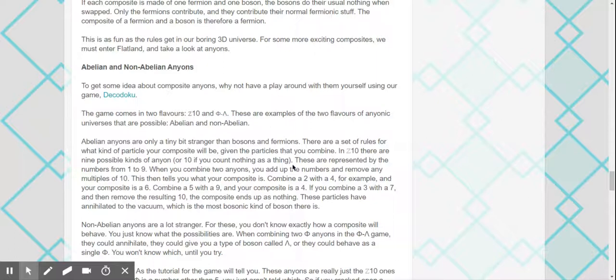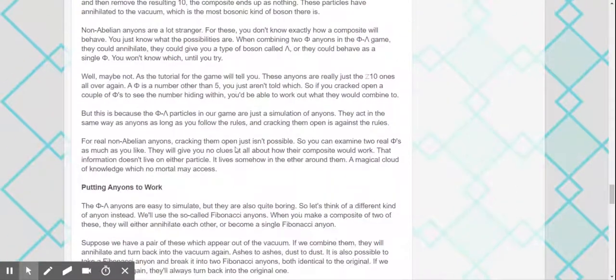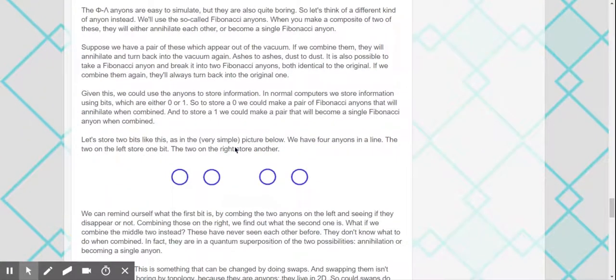There is a set of rules for what kind of particle your composite will be, given the particles they combine.